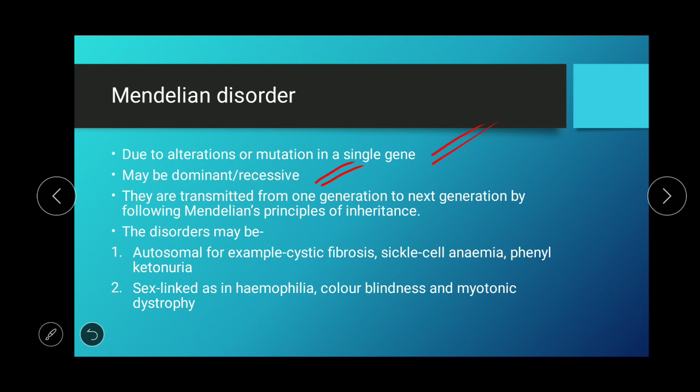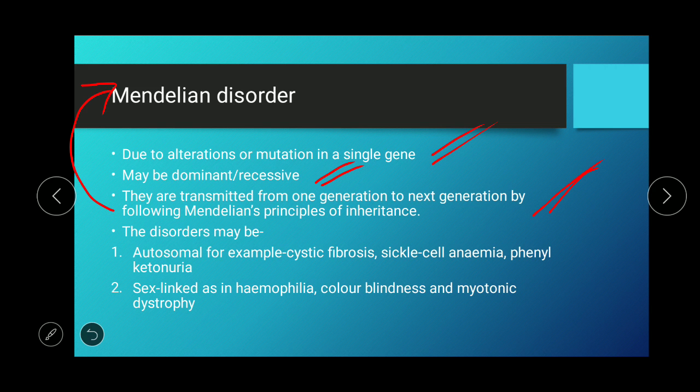Dominant and recessive we have already studied in Mendelism. Dominant means if any one allele is defective, then the individual will show the disease. And in case of recessive, you need 2 copies of the defective allele. They are transmitted from one generation to another by following Mendel's principles of inheritance. That's why they are called Mendelian disorders. That means they will follow the Mendelian pattern of inheritance.